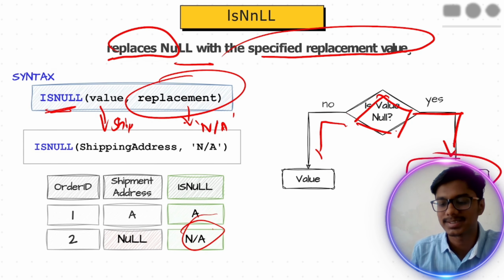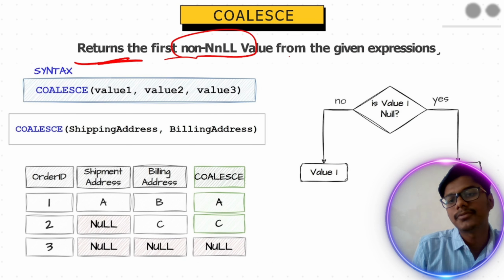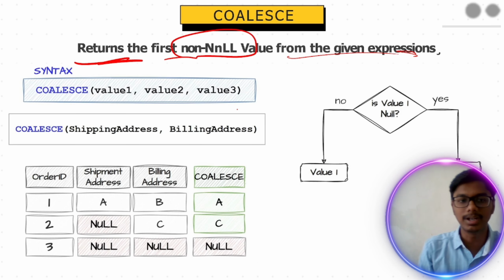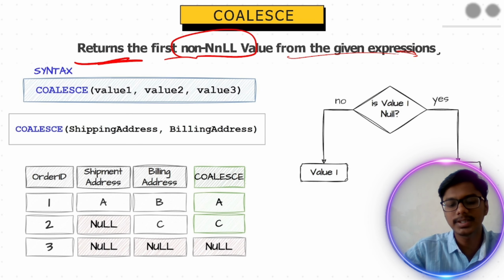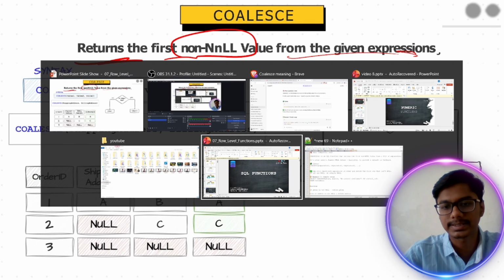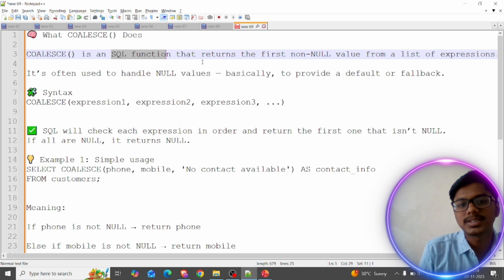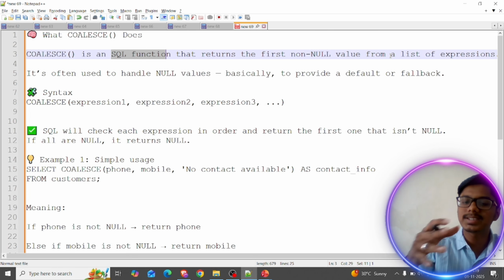What does COALESCE mean? It returns the first non-null value from the given expressions. What does it mean? I'm explaining very well. For this I have a separate example for you guys. The SQL COALESCE function returns the first non-null value from the list of expressions. That's the meaning of the COALESCE function, right?